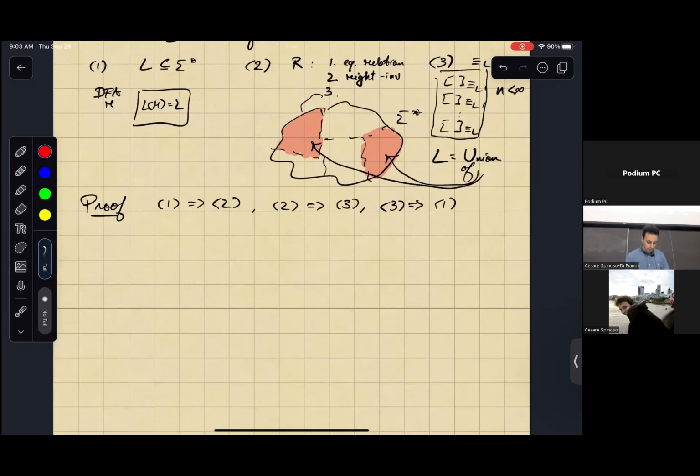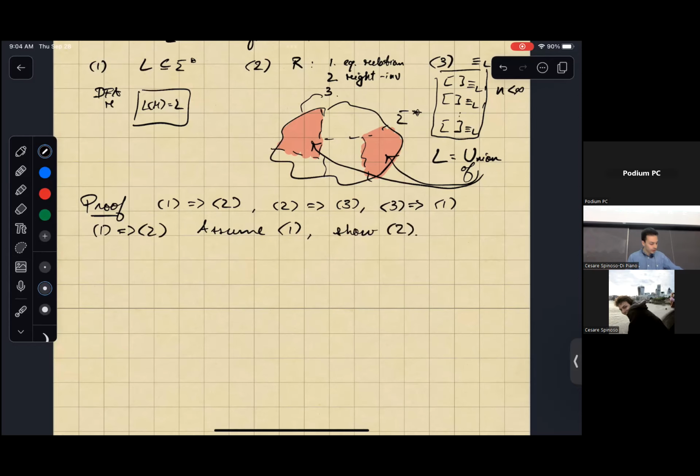Okay. 1 implies 2. So what I'm going to do here is a direct proof. I'm going to assume 1. In other words, I'm going to assume that I have some language L, which is regular because it's accepted by some DFA. And I'm going to show 2.